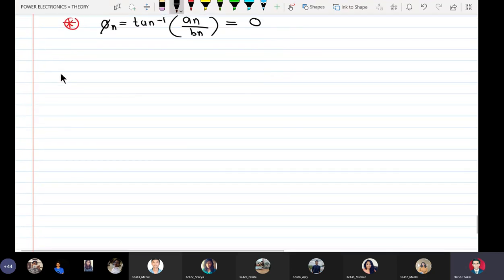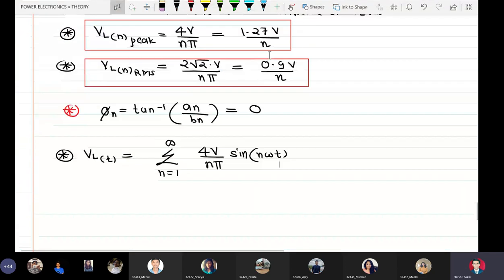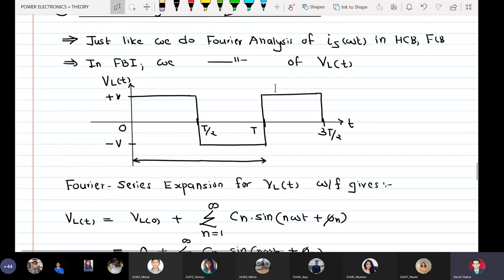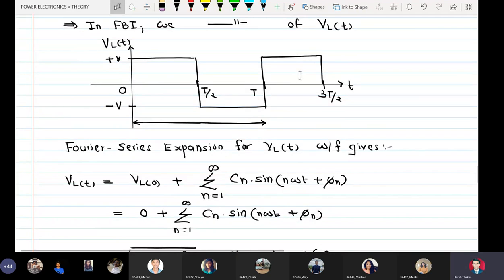So students, the final Fourier series representation is VL of t is simply equal to summation n equal to 1 to infinity, and Cn is 4V upon n pi sine of n omega t plus phi n, which is 0. Okay, very simple now. So Fourier series analysis of square wave full bridge inverter is over.